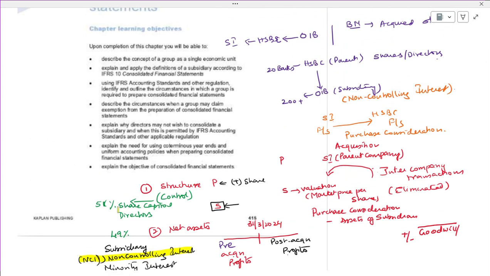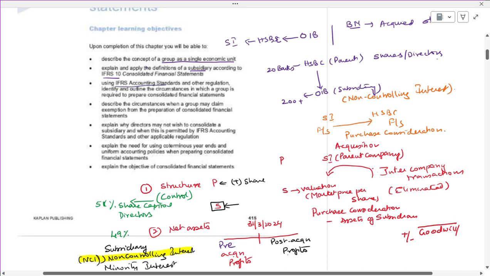What it says: describe the concept of a group as a single economic entity. Are you clear about this? Yes, doctor. Okay. Now, define the single economic entity. What is a subsidiary according to IFRS 10? What is the meaning of the subsidiary? What are the IFRS accounting standards we are going to use? Under what circumstances may a group claim exemptions? Sometimes we will say that it is not required. What are the rules? We explain why directors may not wish to consolidate.